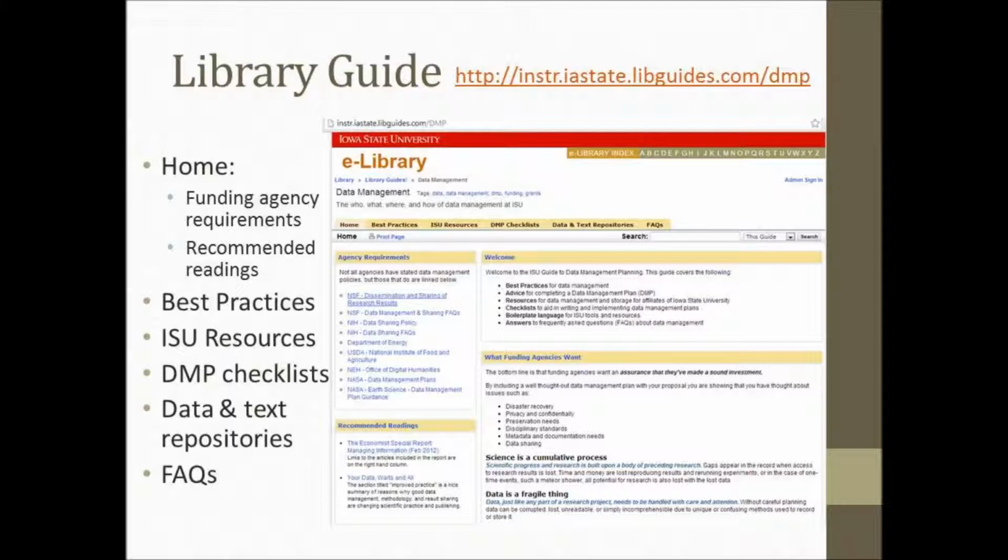So on the home page, we have just some basic information about funding agency requirements over here, some recommended readings, and then we have some about best practices, what the funding agencies want. But then across right here, this little line, you're going to see that represented in a number of the slides. That's a bunch of tabs. So this library guide isn't just one page. It's a whole suite of pages that you get to through these different tabs that will lead you to the kind of information we're going to talk about today.